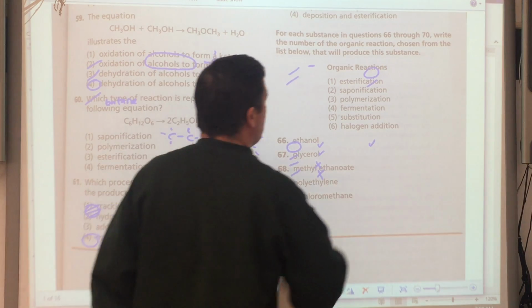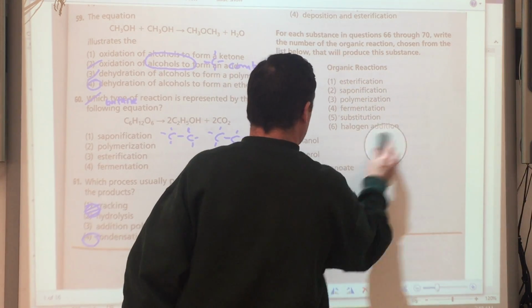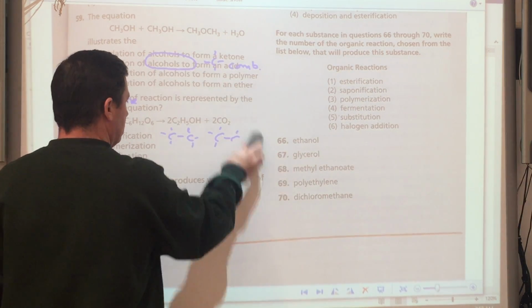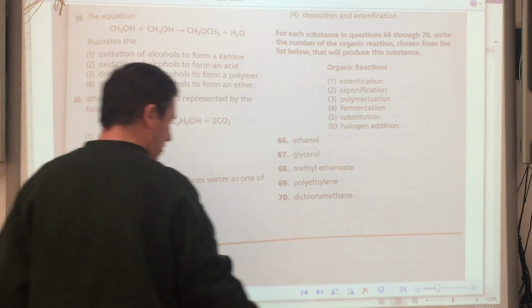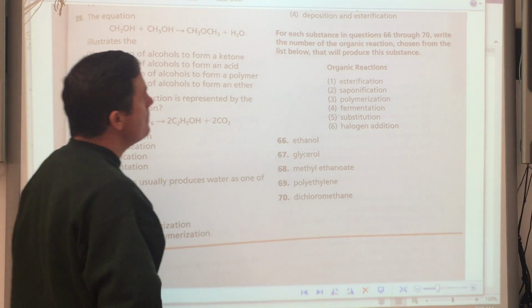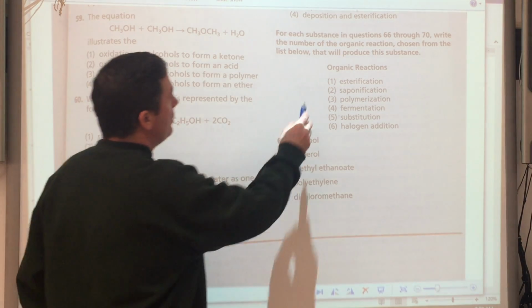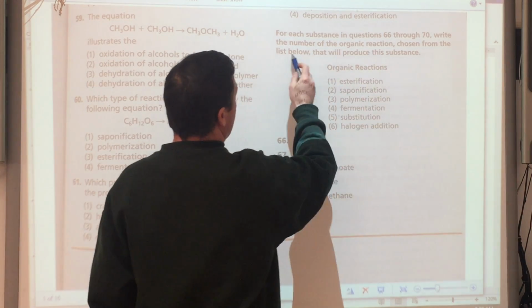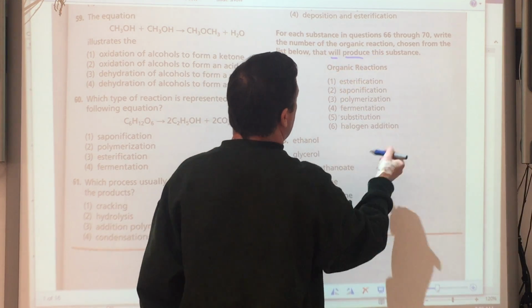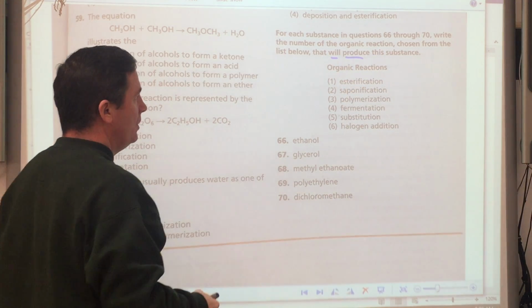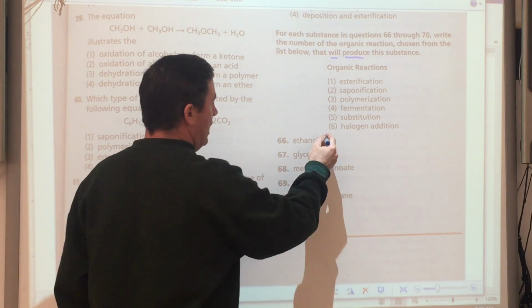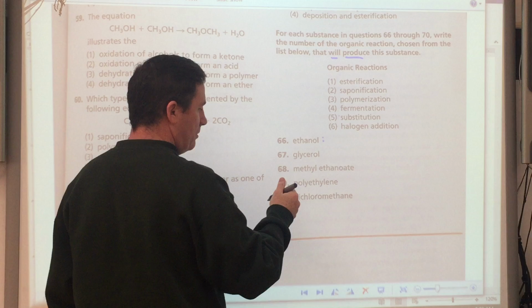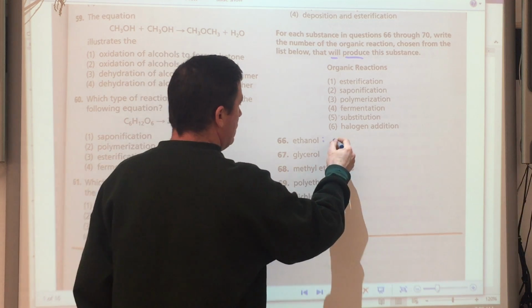Let's get rid of this. Okay. So, write the number of the organic reaction chosen from the list that will produce these substances. Okay, so ethanol is made from the process of fermentation. So this is 4.